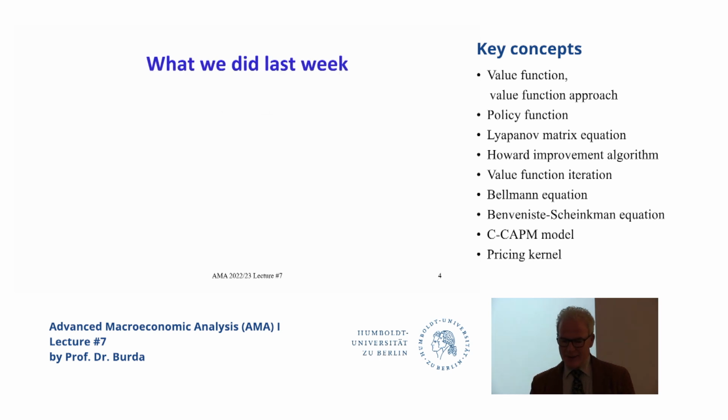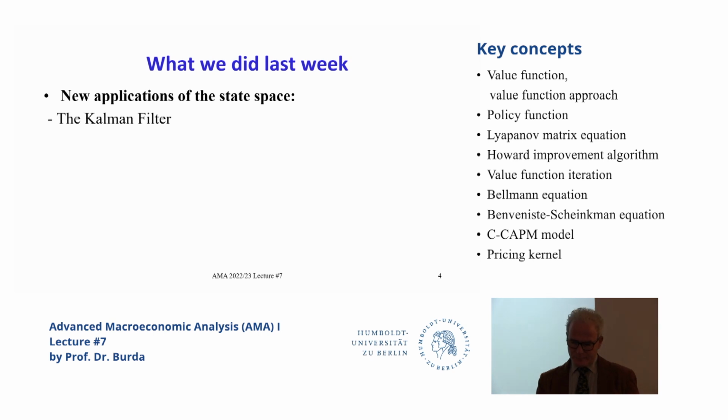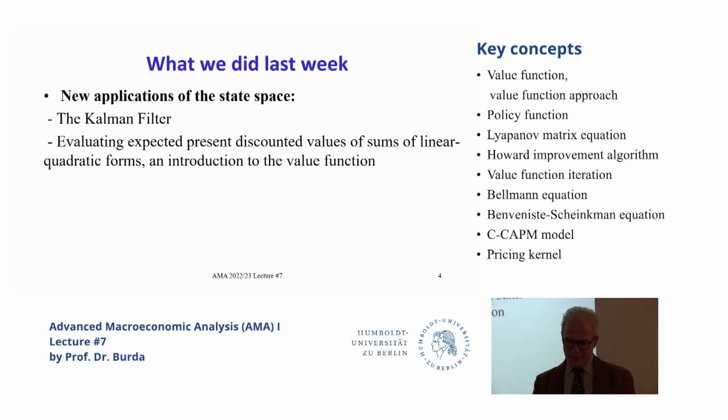Excellent. Okay, so last week we had new applications of the state space. We discussed briefly the Kalman filter. We discussed this notion of a quadratic form, sort of like a sandwich of a state vector, some matrix, another and the state vector again, and it results in a scalar number, and you can think of that as like a utility function or profit function. You can take discounted values of that, so you have the kind of macro intertemporal optimization tool that we've been looking for, but linear quadratic.